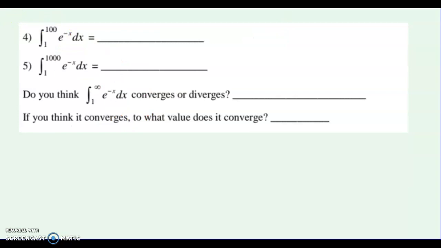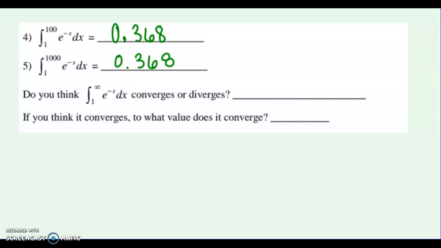Pause this and answer questions 4 and 5. So what you get here is you notice that as you change the upper bound from 100 to 1,000, you're still getting the same sum, 0.3678, blah, blah, blah, blah.